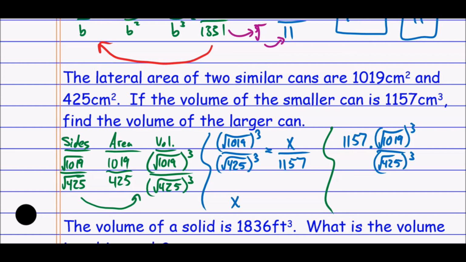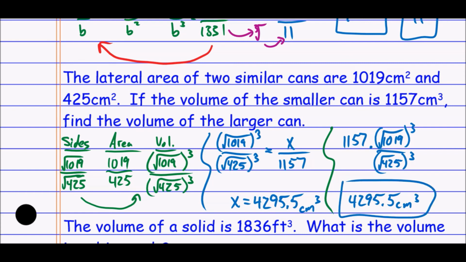Here, when I cross multiply and solve, I get 4295.5, and that's cubic centimeters. And here, when I multiply this out, I get 4295.5 cubic centimeters. Okay? So again, I'm just using that scale factor and plugging away.